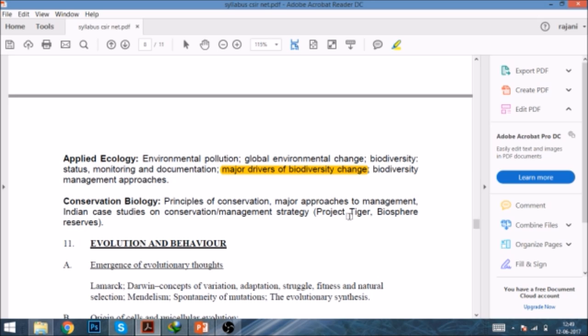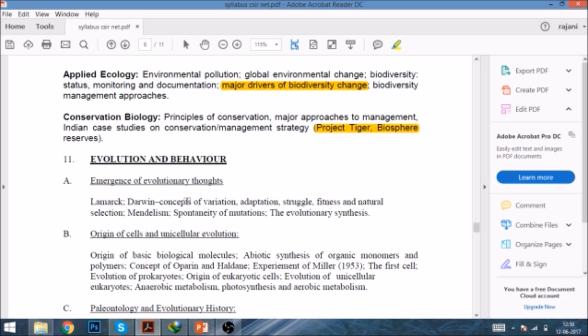Yes, one should take out the list from the net of the different projects, like tiger project and biosphere reserve project. Once read it out, because it just matters to read it, nothing to mug up in this. You just go through this topic. This will be in your mind in this last week, so no need to panic about this.